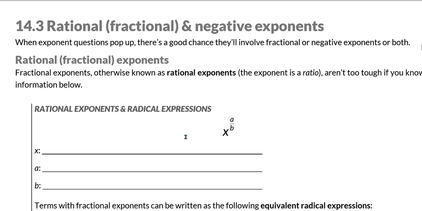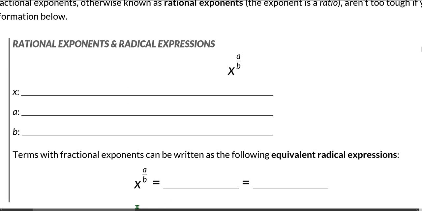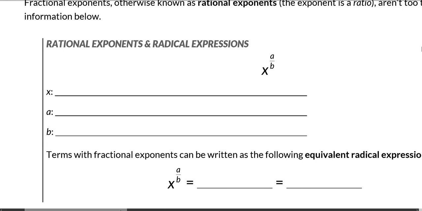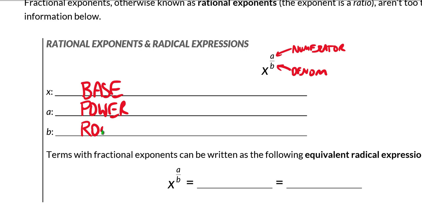So with rational or fractional exponents, we do need to understand what it means to talk about a term like x to the a over b, as we have here. So again, we have a rational or fractional exponent here. The base obviously is the x. That's the term underneath the exponent. The a, the numerator of the fractional exponent, of the rational exponent, is a power, or just a regular exponent, and the denominator is a root or index.